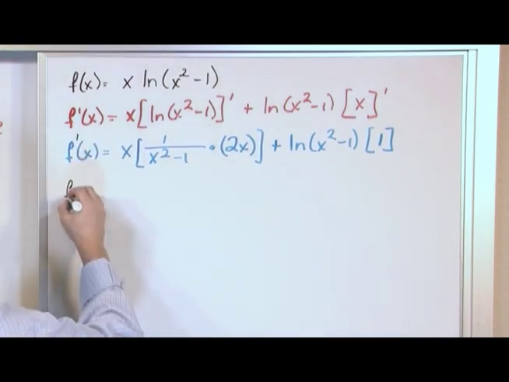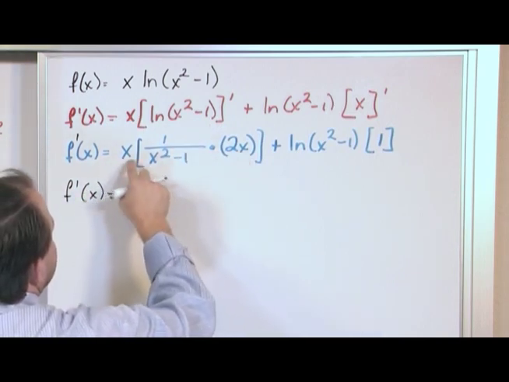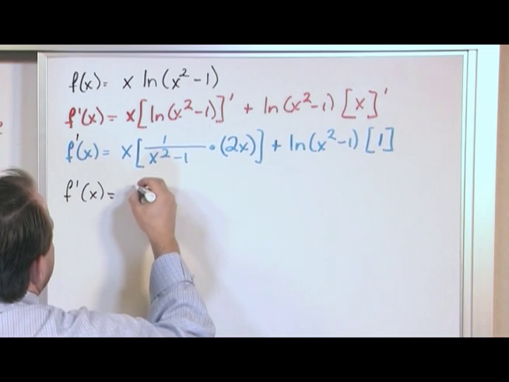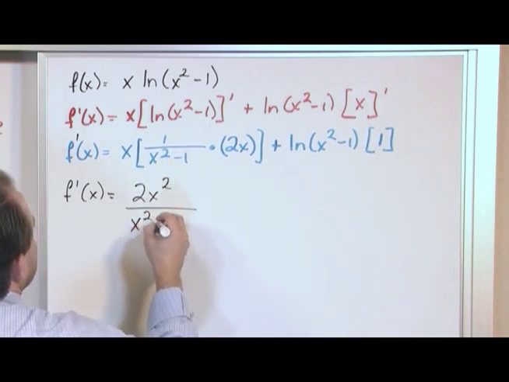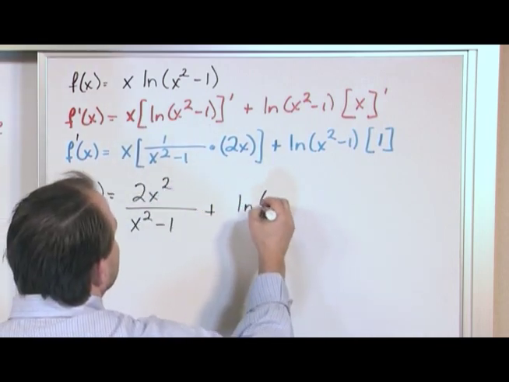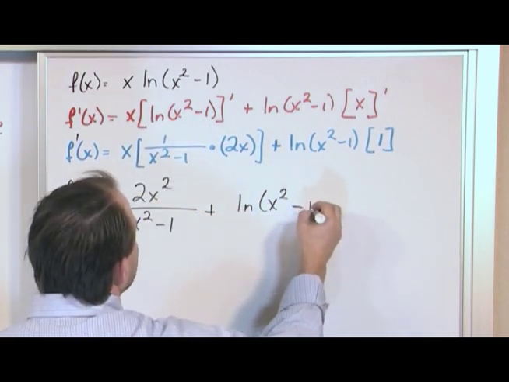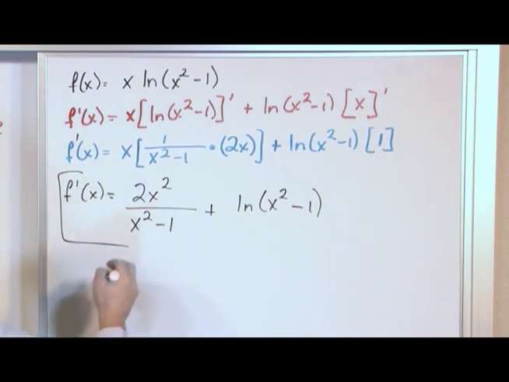So f prime of x is equal to 2x squared. This is all multiplied together, so we have 2x squared over x squared minus 1. That's this whole term, plus natural log of x squared minus 1. So I have 2x squared over x squared minus 1 plus natural log x squared minus 1. That's the answer. So that's what you would circle on your test.